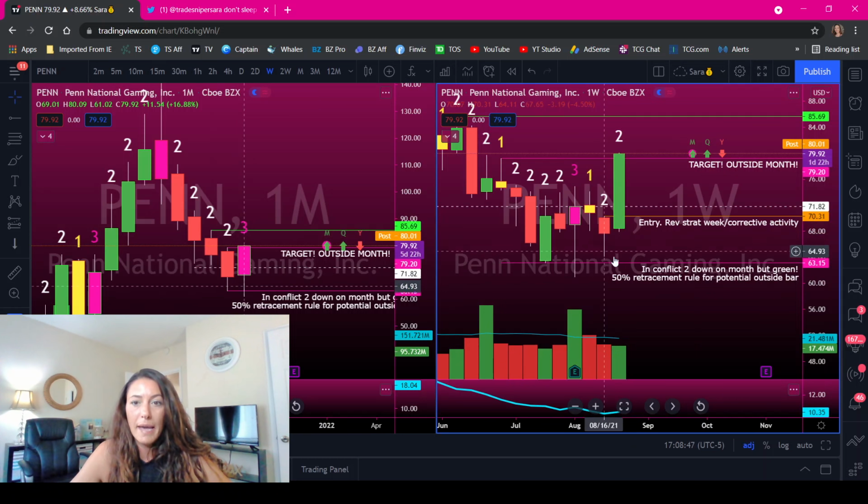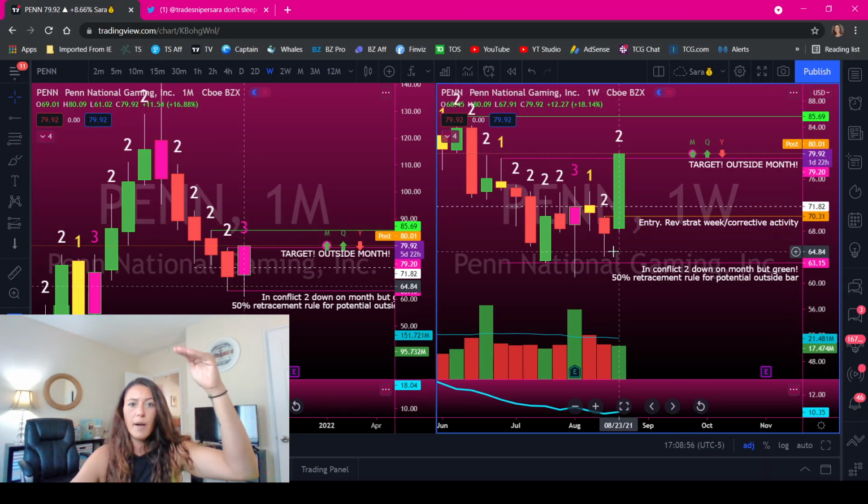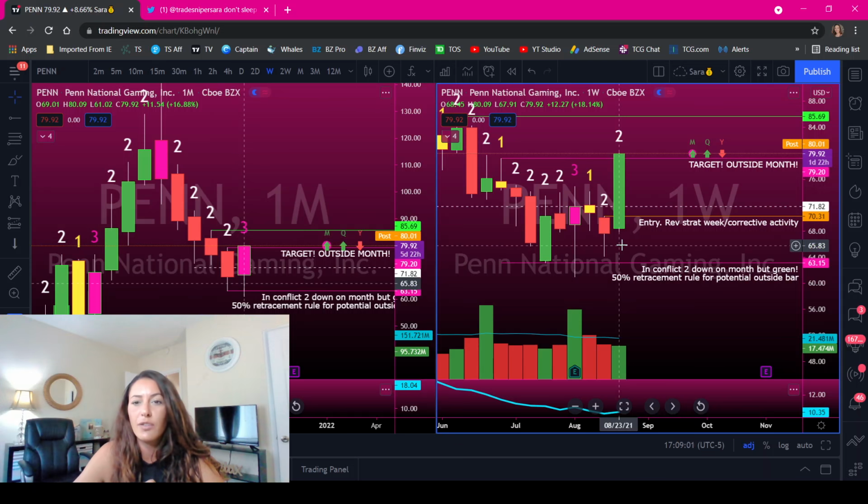This is a pullback, okay? We don't want to enter on continuation. So two up, two up, two up, two up. There's been no consolidation, no pullback. You're just going to get tried out if you just try jumping in on a two up.